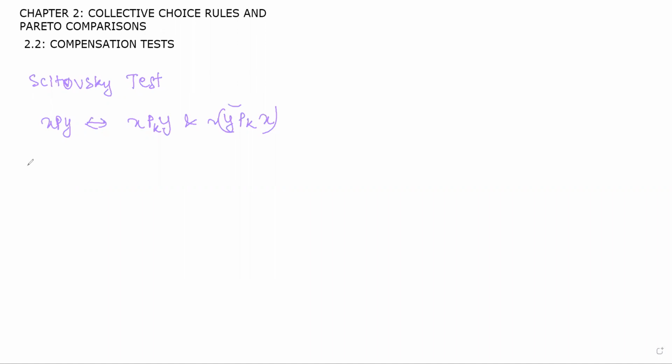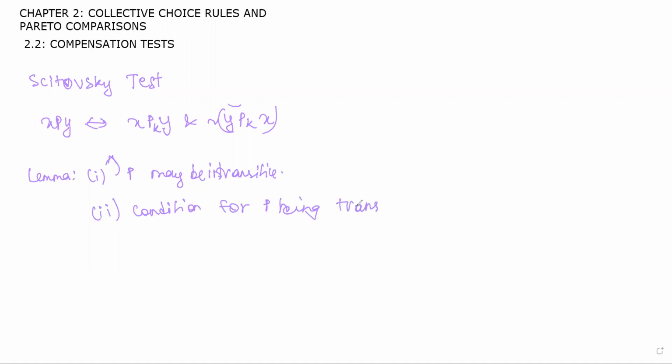And then the book notes two lemmas which I'm not going to prove because they're not that important. Here, P may be intransitive is the first lemma. And the second lemma is the condition for P to be intransitive and asymmetric. You can check these out from the book. So this essentially tells you that under the Scitovsky test, an intransitive P may satisfy the test. This is the first lemma, a very basic proof using a counterexample.